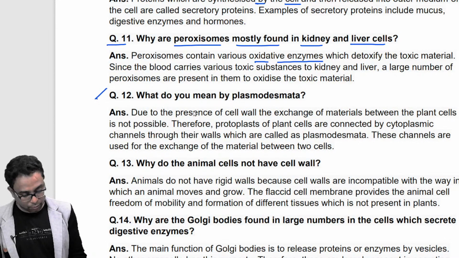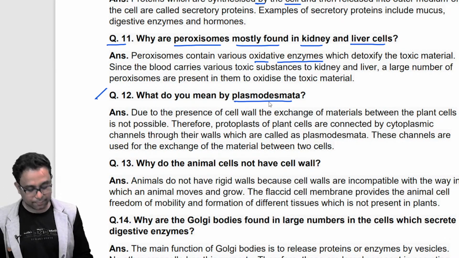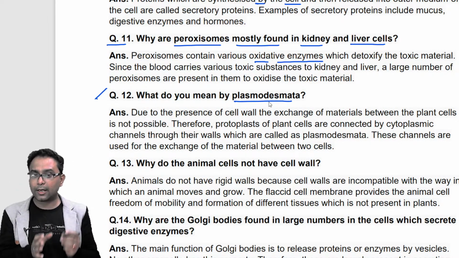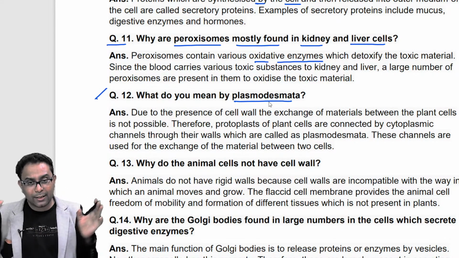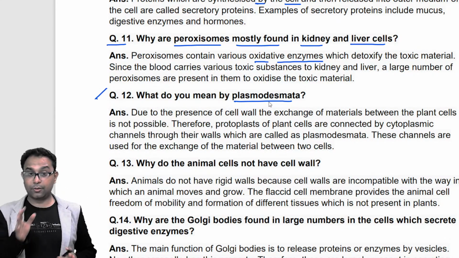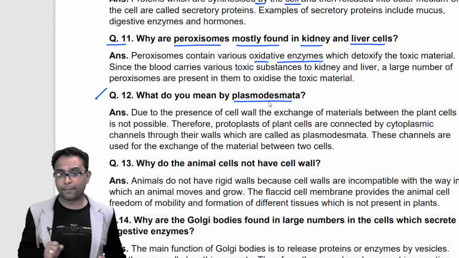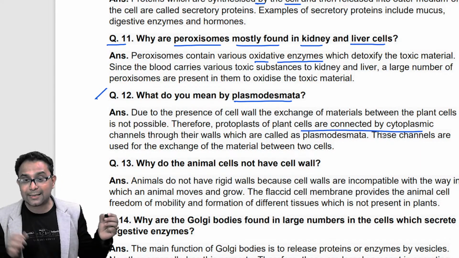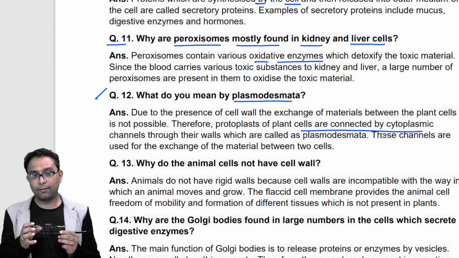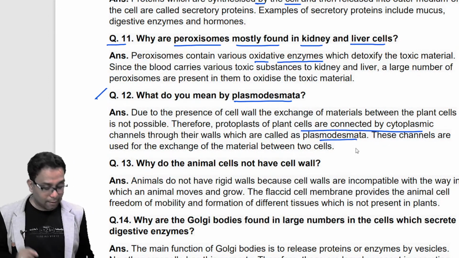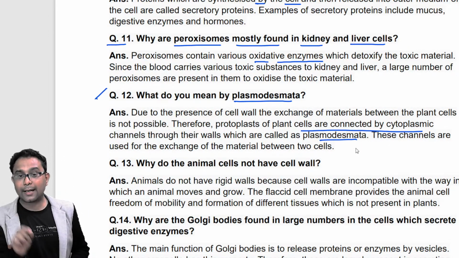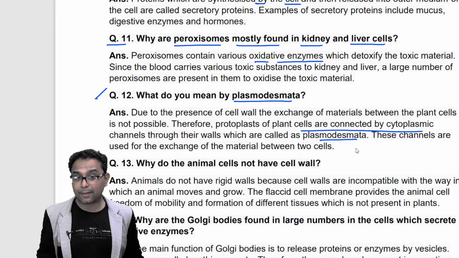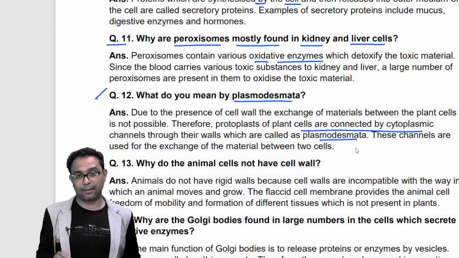Next question, what do you mean by plasmodesmata? Due to the presence of the cell wall, the exchange of material between plant cells is not possible because it is a very hard structure. Therefore, the protoplasts of plant cells are connected by cytoplasmic channels. These are called plasmodesmata, by which the exchange of material happens between the two cells. So, plasmodesmata are mainly present in the plant cell.